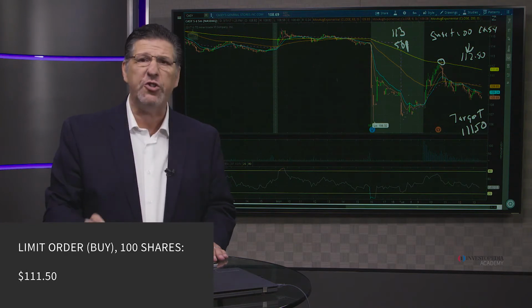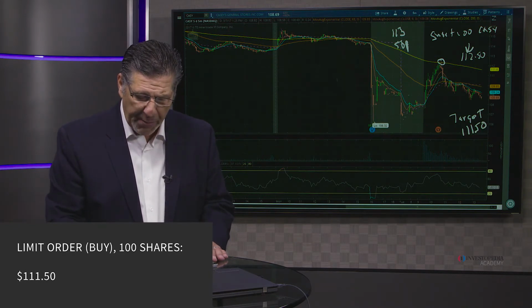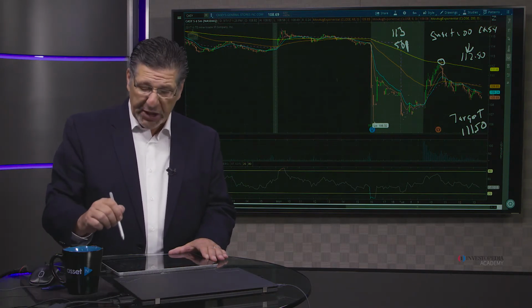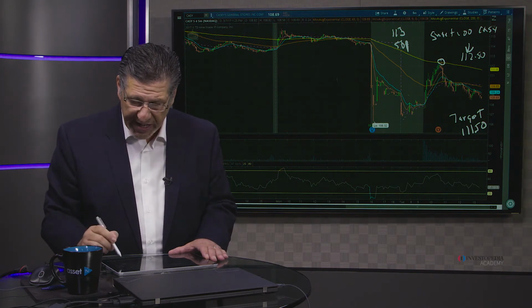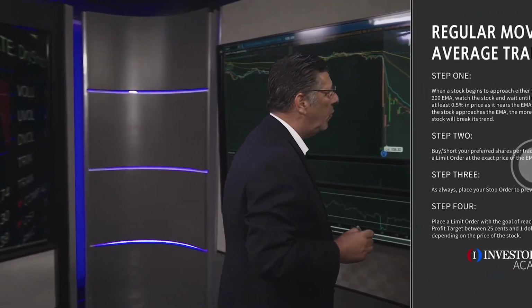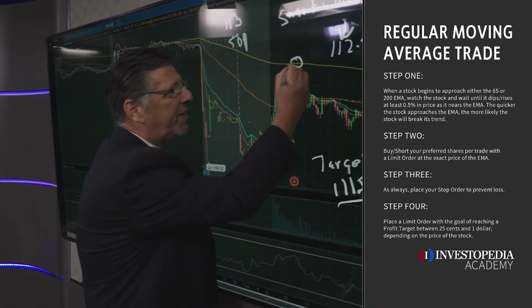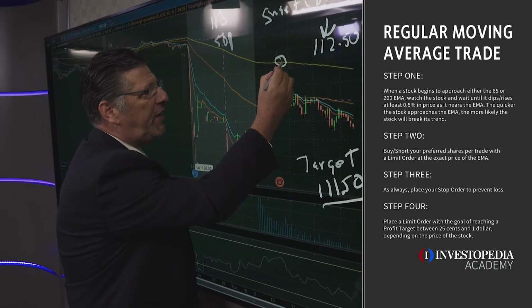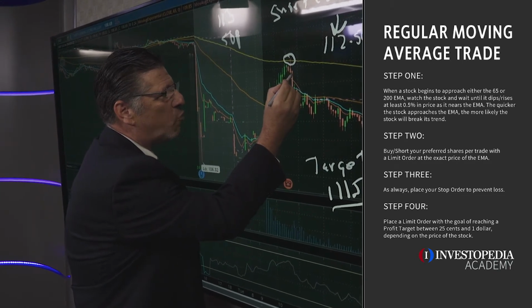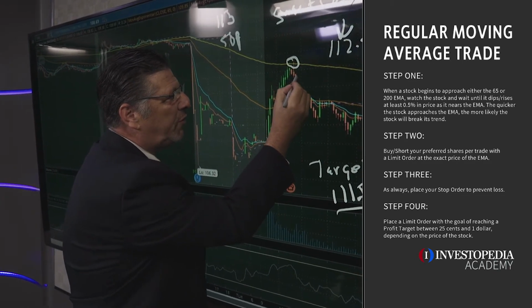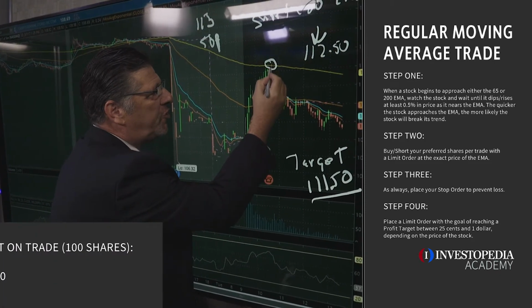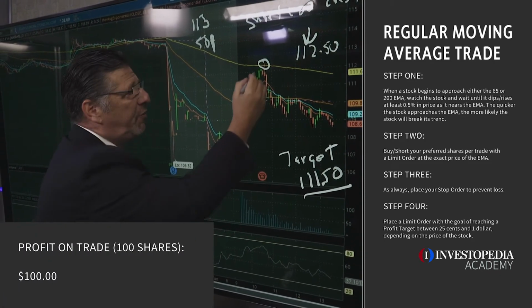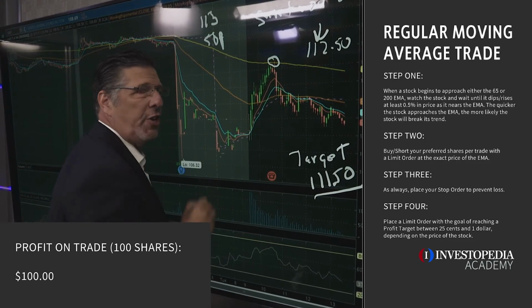So as soon as we enter the trade, 2 things we're going to do. Stop order at 113, and we're going to put a limit order in to buy the stock back or cover the stock at 111.50. And if we go back to the chart, we're going to see that very quickly, this stock went from 112.50 to 111.50 right here. Here is where we would have covered that stock. If we did 100 shares, we would have made $100. If we did 300 shares, we would have made $300.